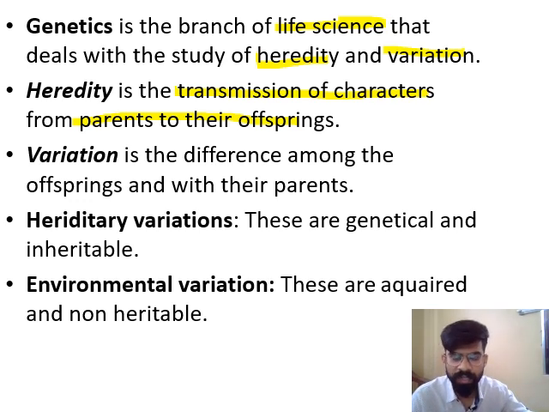Now, what is variation? Variation is the degree of difference among the offspring and its parent. Means how much an offspring differs from its parent is known as variation. Simply we can write that variation is the degree of difference. Let us take an example. Suppose a human baby has a height more than its parent, so it is a difference. The offspring is taller than its mother and father. So it is a variation.